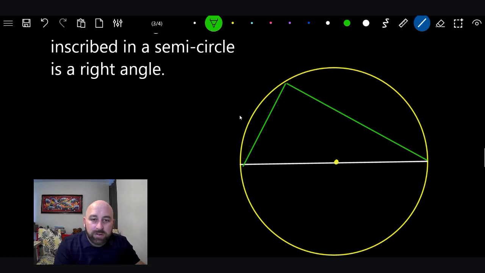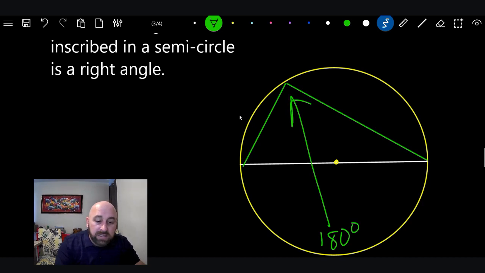That's a 90-degree angle. How do we know? Because what arc is it intercepting? It's intercepting 180. So what is its measurement? Half of 180. That's a 90. So what do we have there? We have a right angle.